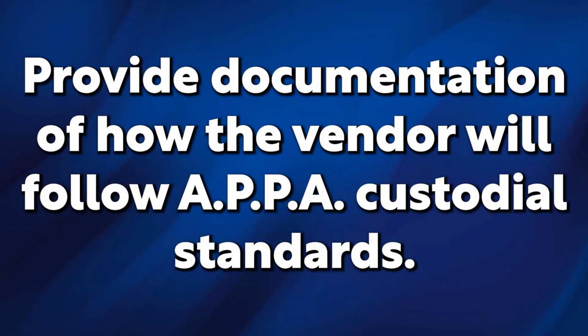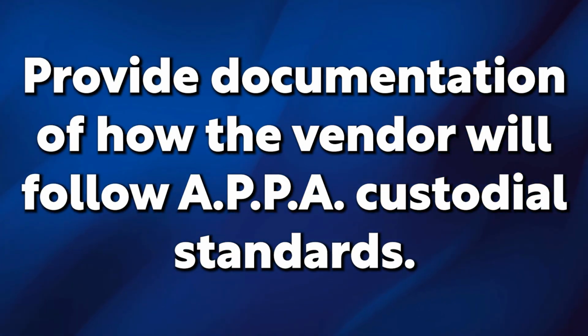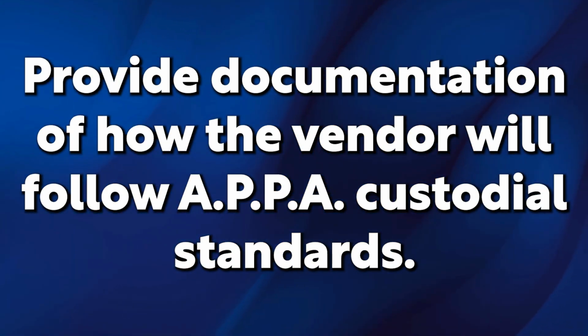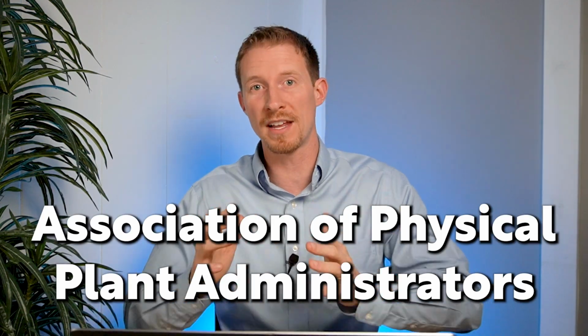So all that we did is we took the list that they gave us and said, we'll just give you those consumables, but we also provided a few extra ones that we think they needed after doing the walkthrough. Now this last question under this equipment and supplies section was provide documentation of how the vendor will follow APPA custodial standards. What is APPA? APPA stands for the Association of Physical Plant Administrators. Now in this specific bid, that is a really popular association for community colleges and any sort of educational facilities.